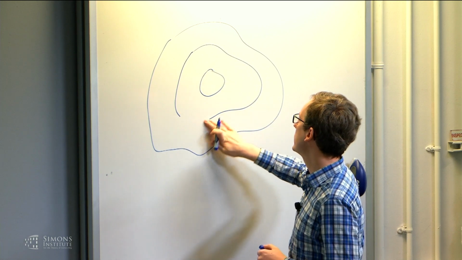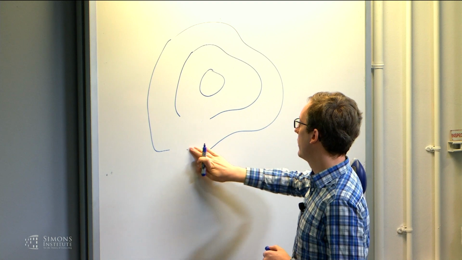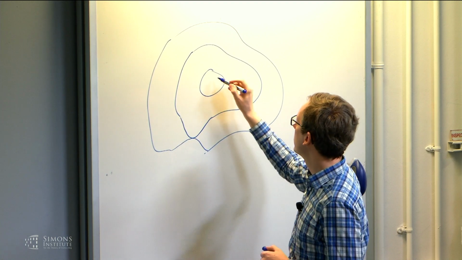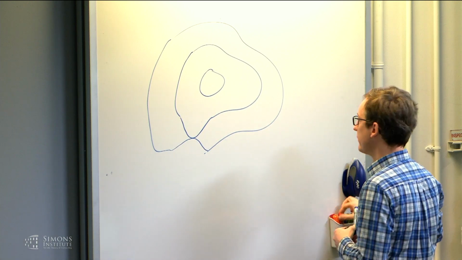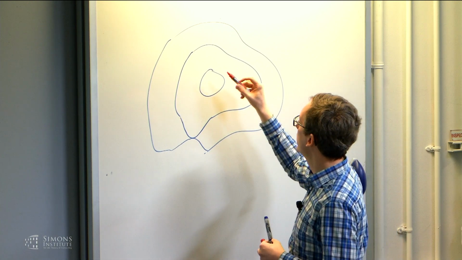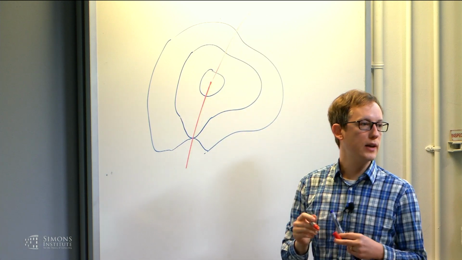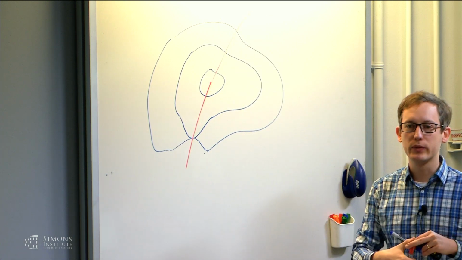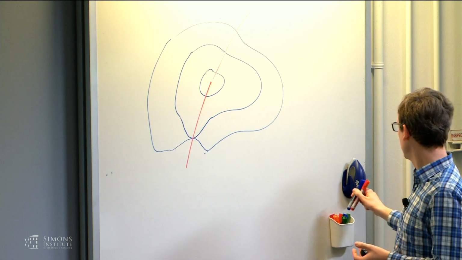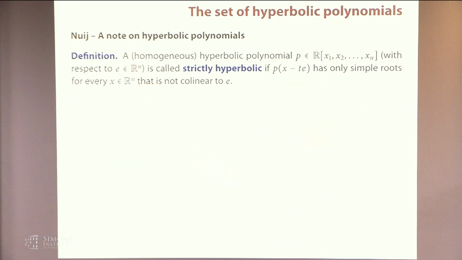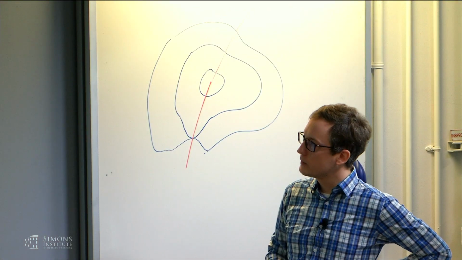So if instead of this, you have a picture like this, and along this line here, we'll have a multiple root. And that's essentially the only way this can happen. That's a lemma to prove. So strictly hyperbolic is equivalent to the fact that the real zero set is smooth: the gradient is non-zero at every real zero of the polynomial.